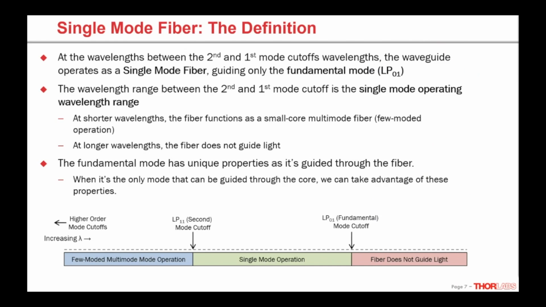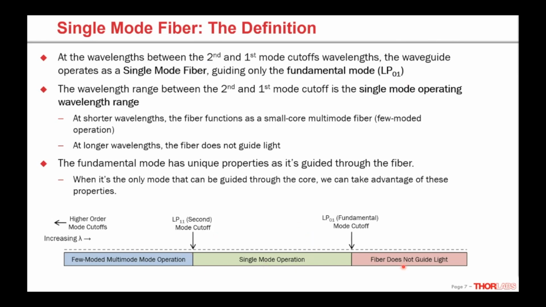A single mode fiber is a fiber with a construction such that there's a wavelength range between the second mode and first mode cutoff where it can guide only that LP01 mode, which we call the fundamental mode. So single mode fiber is a fiber that only guides LP01 within a certain wavelength range. We refer to the wavelength range between the second mode cutoff and the first mode cutoff as the single mode operating wavelength range.